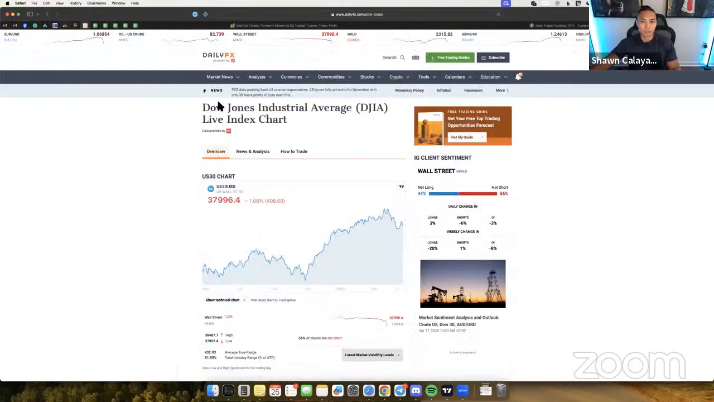Looking over here, retail sentiment is currently 56% short. This indicates that the market's a bit neutral, so it's not really one-sided right now. Typically, for it to be one-sided, we want it to be above like 60, 65%. So there's not really much of a strong bias right now, but we'll see what happens when the market actually opens in the next few minutes here.